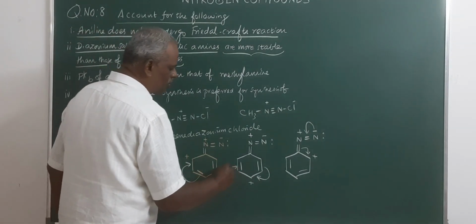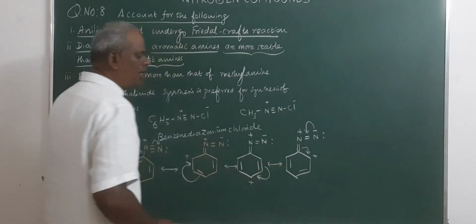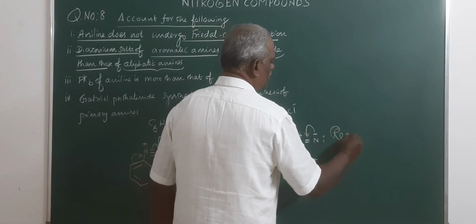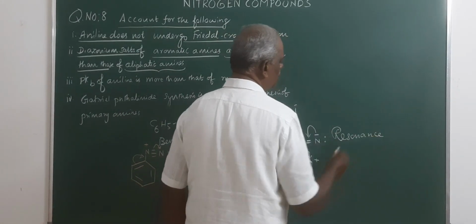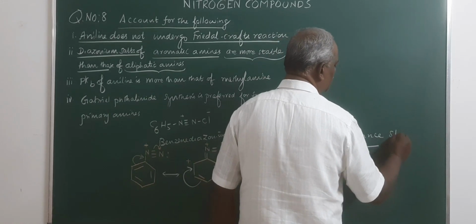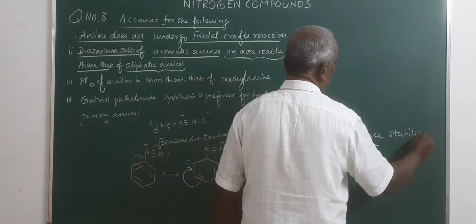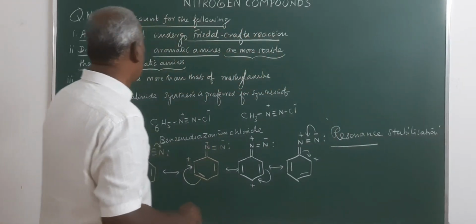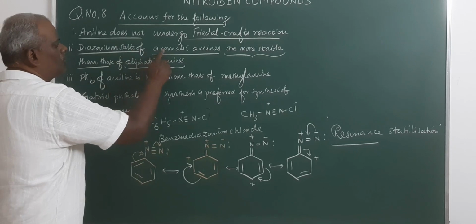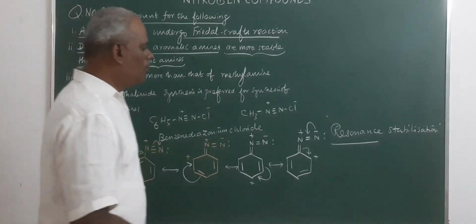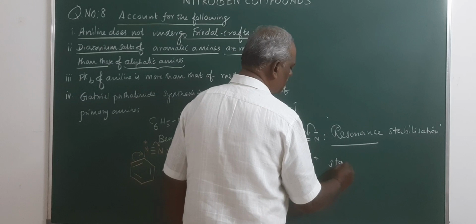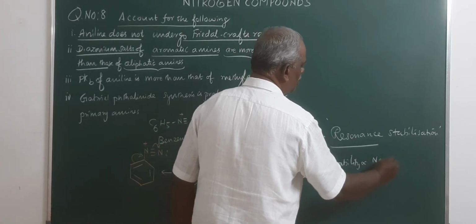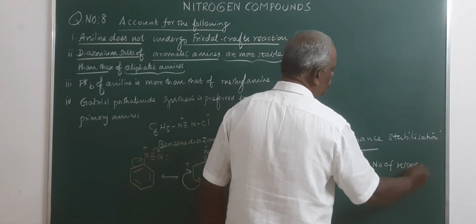It clearly indicates that this is what is known as resonance, which is possible in the case of benzene diazonium salt. So resonance stabilization is possible, and due to this resonance stabilization, aromatic benzene diazonium salts are more stable. And we know that the stability of these substances increases with an increase in the number of resonance structures.